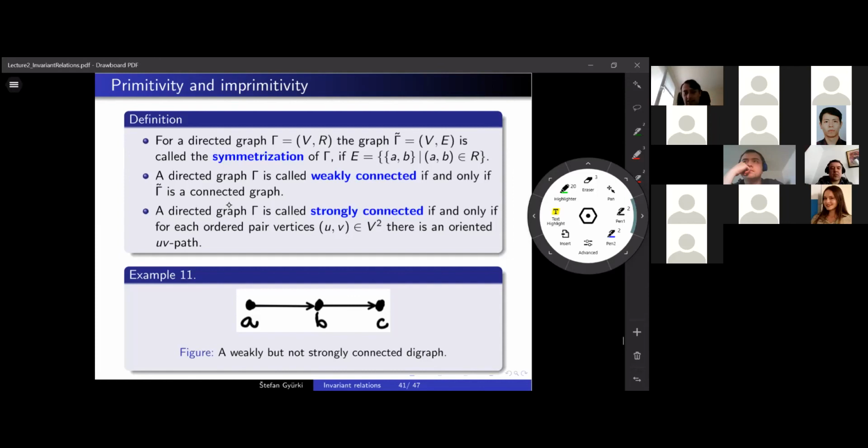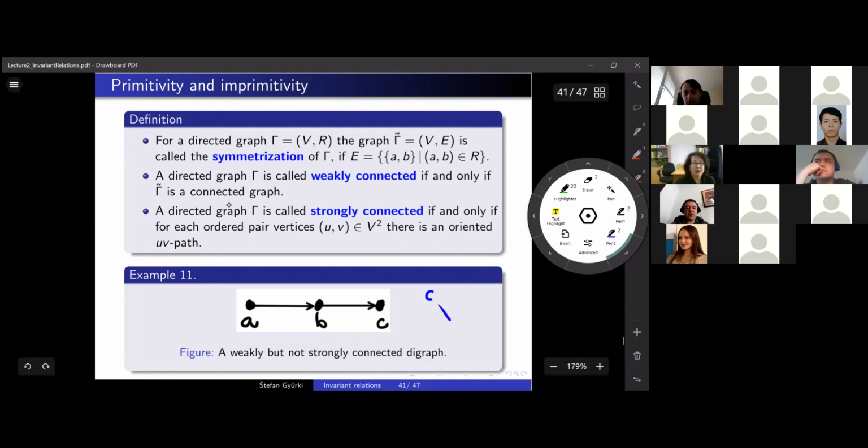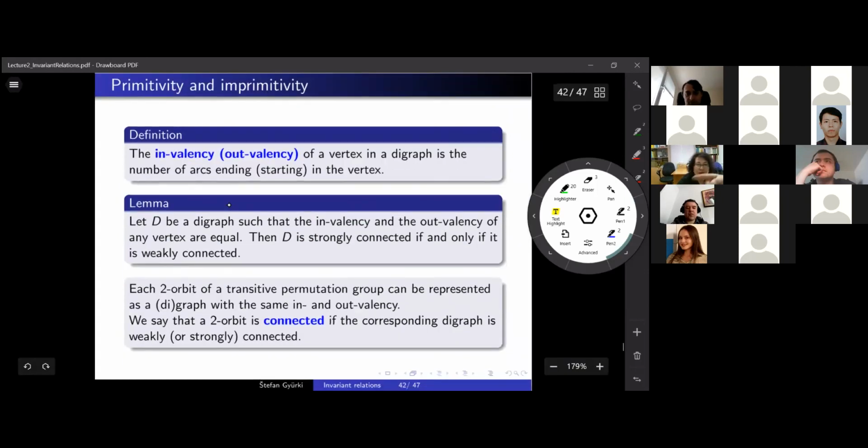So for example, here you have a weakly connected digraph, because if you forget about the darts, then clearly the picture is connected, but it is not strongly connected because there is no path from C to A if you are considering the orientation. Now, in a natural manner, one can consider in digraphs the invalency and outvalency, or maybe in-degree and out-degree for some of you. The invalency is the number of darts coming to a vertex, so ending in a specified vertex, and by outvalency of a vertex we mean how many darts are going out from that vertex.